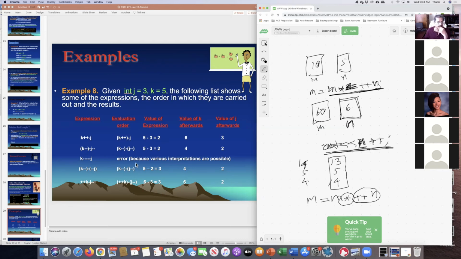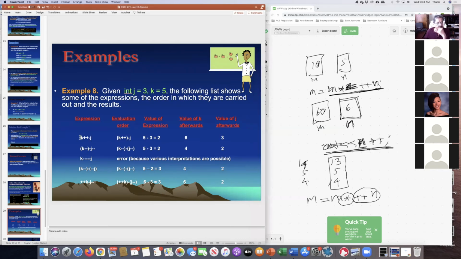If I write k plus plus minus j like this, can the system understand that? Yes, there's an obvious meaning here. The minus should be the subtraction, and plus plus must be the incrementing operator for the k. So k will be incremented after doing the subtraction. So this will be understood. This can be done by the system.